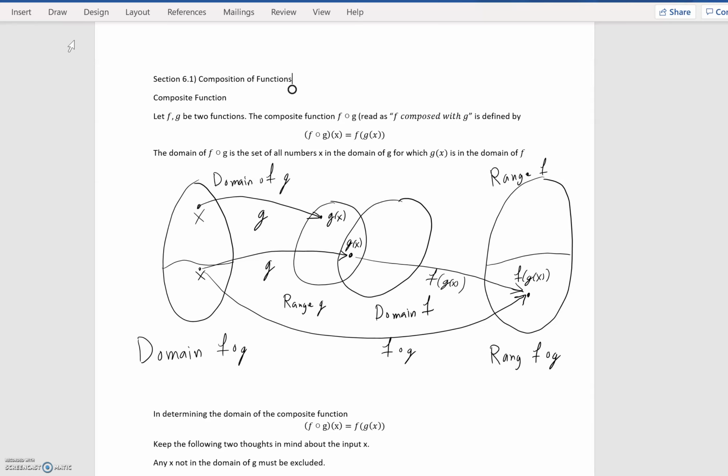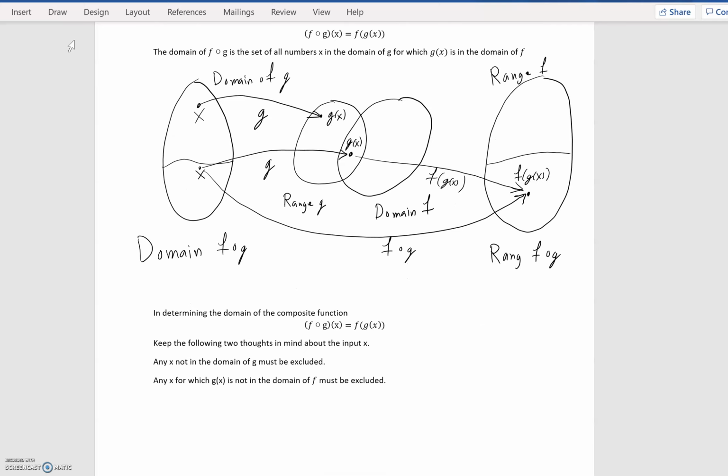And I have drawn a diagram example here of what a function composition looks like. So function compositions are basically just taking a function, you plug in an input into a function, and then you take that result and you plug it into another function.